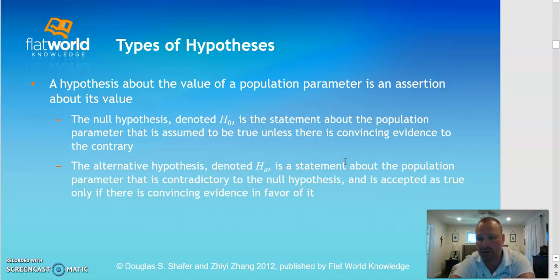And this alternative hypothesis is denoted by H sub A and is a statement about the population parameter that is contrary. So it is essentially the opposite of the null hypothesis and is accepted as true only if convincing evidence is in favor of it. So if we can essentially reject the null hypothesis, then we can say that the alternative hypothesis is true.